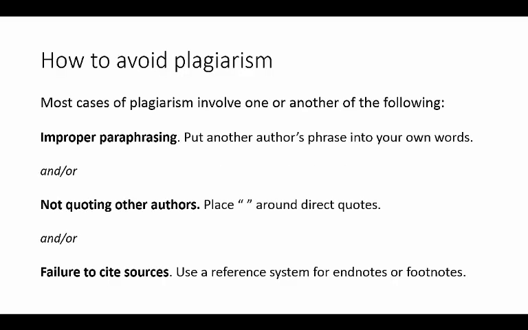So how can you avoid plagiarism? Well, most cases of plagiarism involve one or another of the following. Improper paraphrasing. When you're using another historian's work, make sure you put an author's phrase into your own words. Don't just copy it verbatim. You also want to make sure that you place quotation marks around direct quotes. Don't quote from other authors without attribution and pass it off as your own words. And it might also include the failure to cite sources.